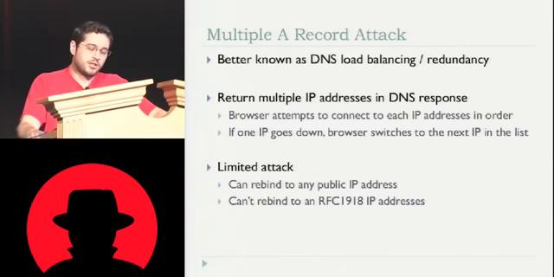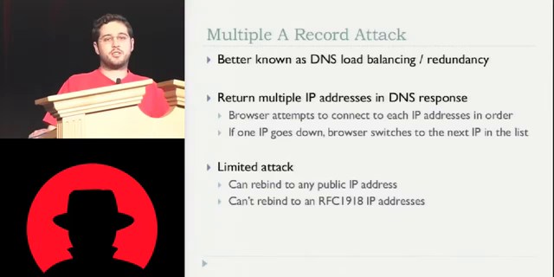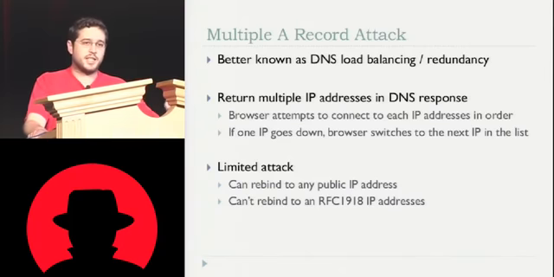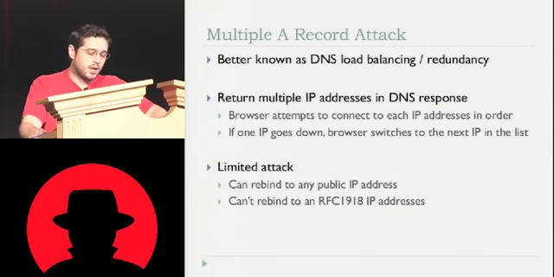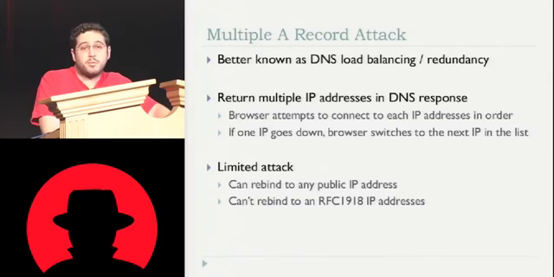So what happens is the browser says, okay, you have 3 IP addresses. That's fine. And it just tries to connect to each IP address in order. And if one of those IP addresses goes down, that's fine. I've got more IP addresses. It switches over to the next IP address in the list. This attack is limited, though, in that you cannot target internal IP addresses with this. You can target any public IP you want, but you can't go after internal IPs.